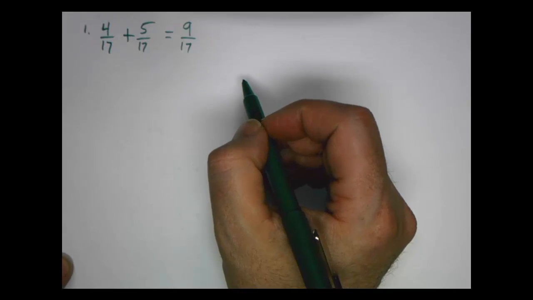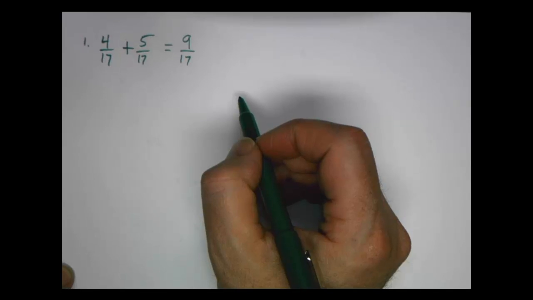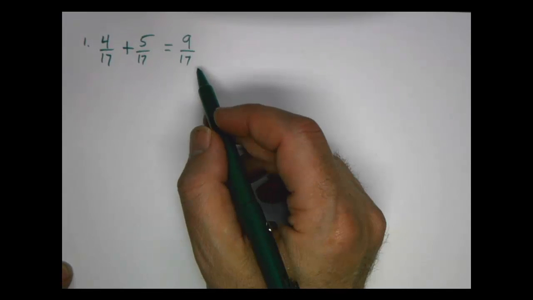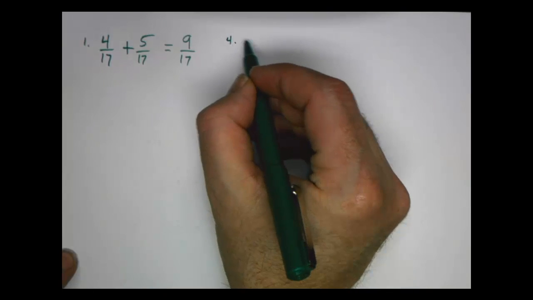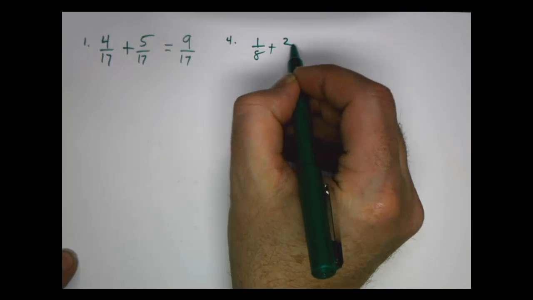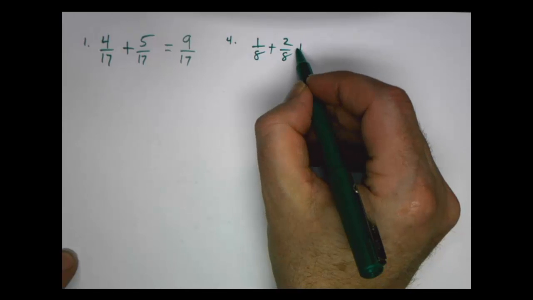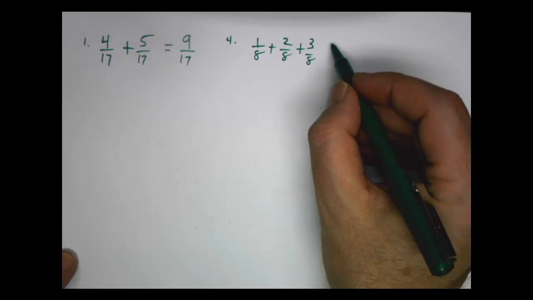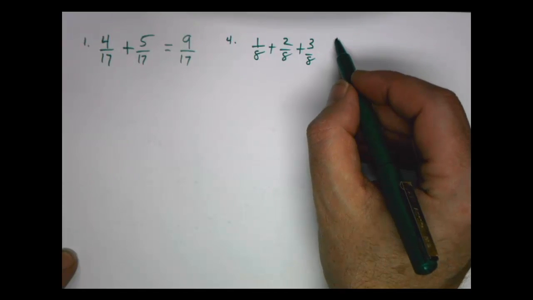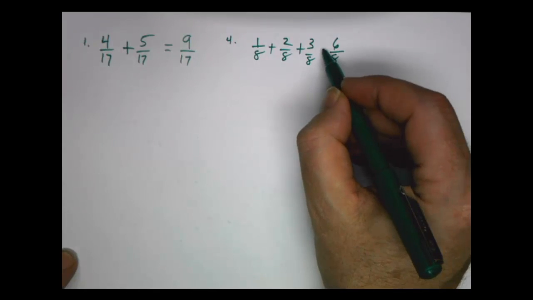Then we always check to see if we need to reduce. We don't in this case. So problem number 4 is 1/8 plus 2/8 plus 3/8. All the denominators are common, so we just add up the top numbers. In this case, we get 6/8.